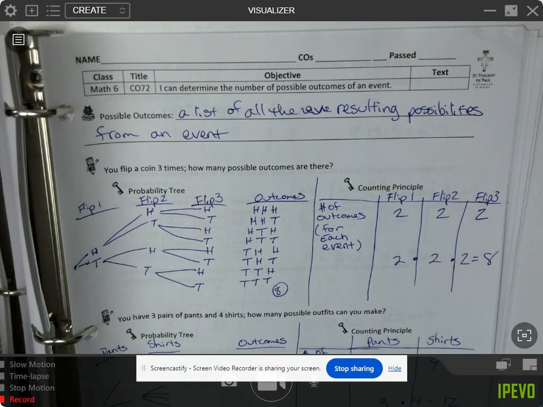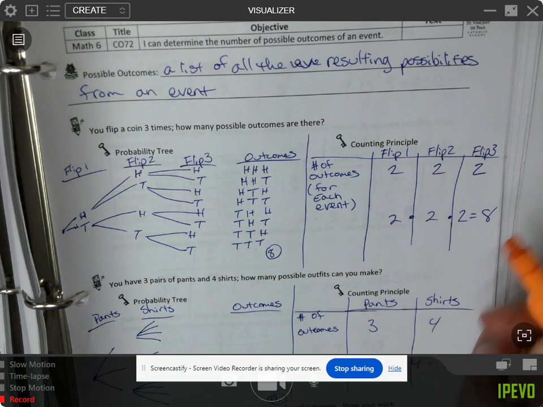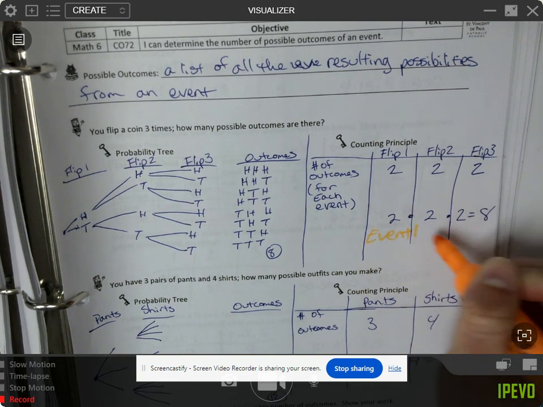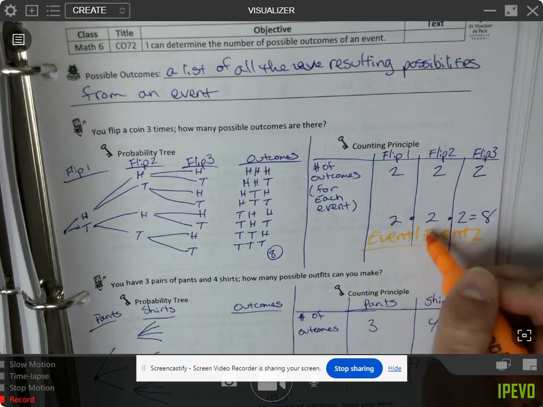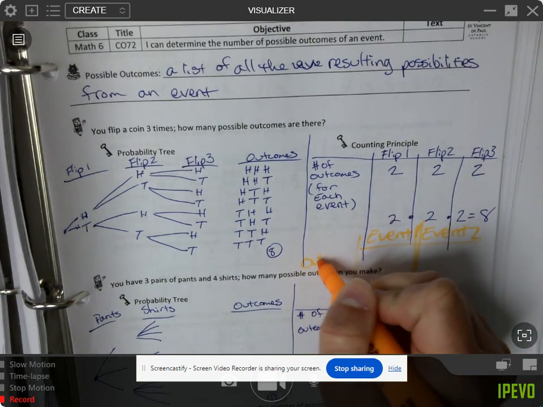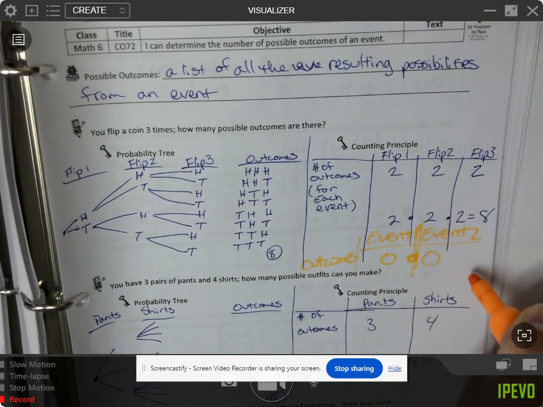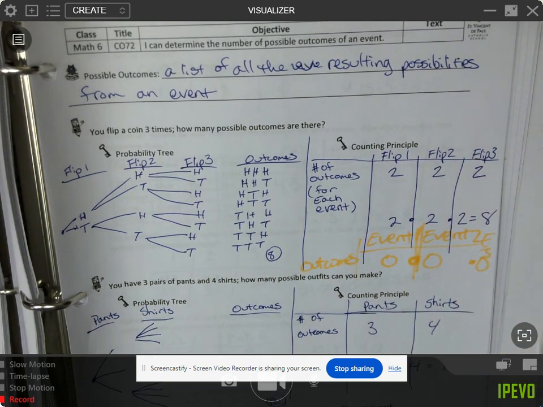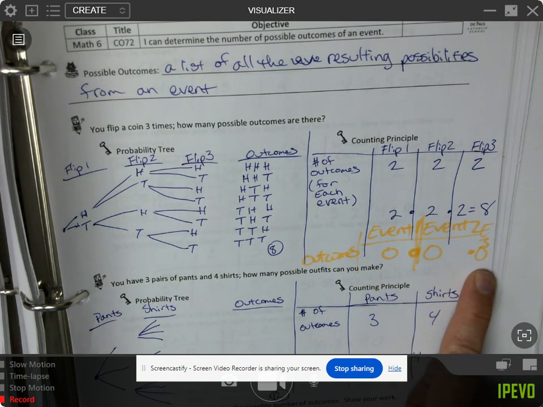So what I was saying was you want to do something like, since my board isn't working, I'm just going to write on here. I would put event 1, event 2. I don't have room. If you have room, put event 3. So you know there could be more than one. I would put outcomes here. O times O times O if you have more events. So if you have event 3. Okay, so you know that you write down the outcomes for each individual event and multiply them together.